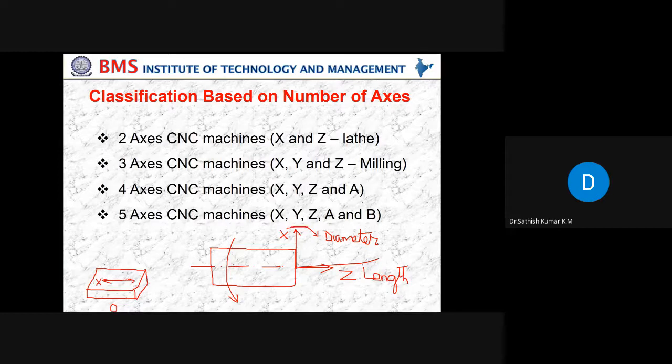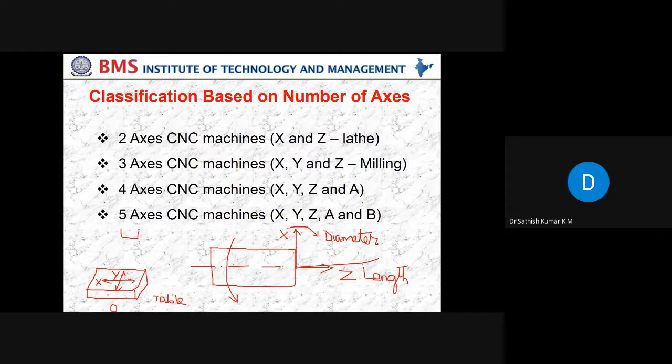Then like this, towards the operator and away from the operator, is what is called Y. That is X, and Y is called the table movement. X and Y is called the table movement. Please understand carefully. Then what is Z?